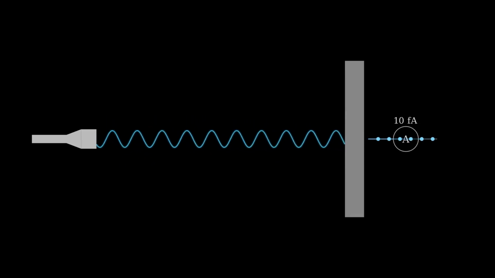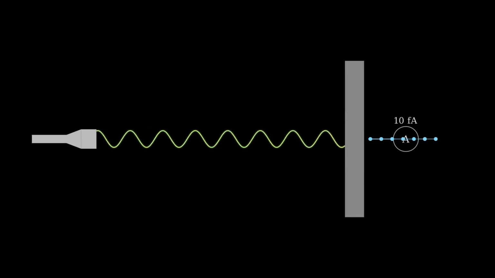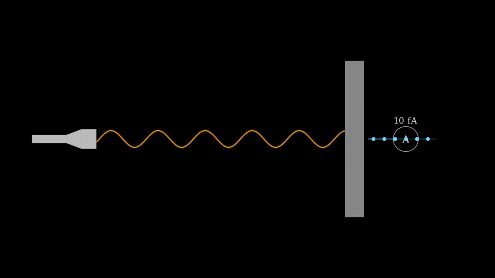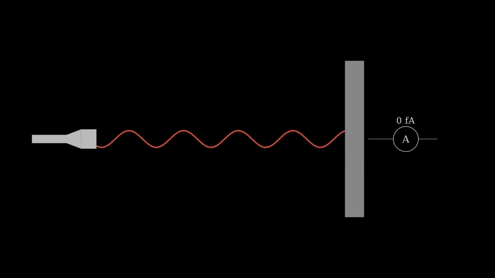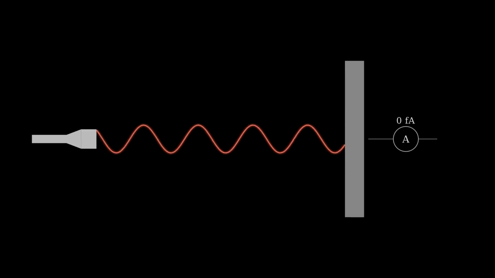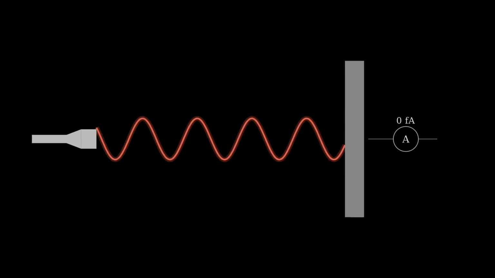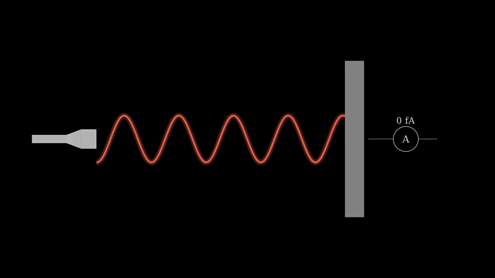But he found that once the light reached a low enough frequency, the current completely stopped altogether. Even as he increased the intensity of the low frequency light, no electrons were ever freed and no current was ever formed.